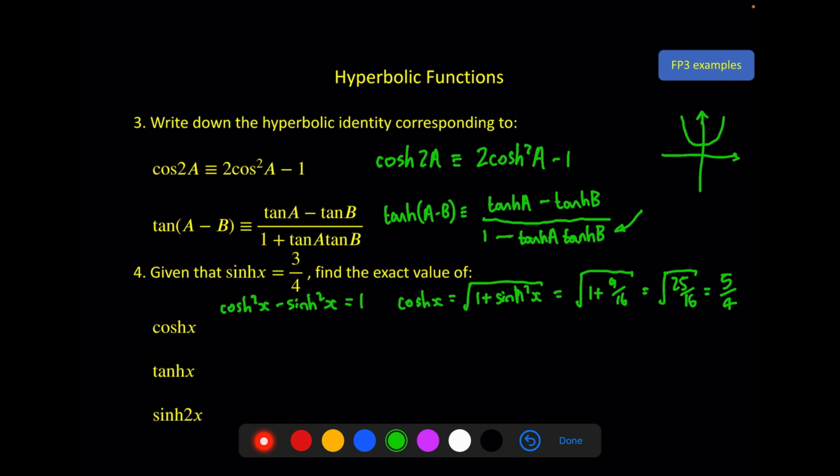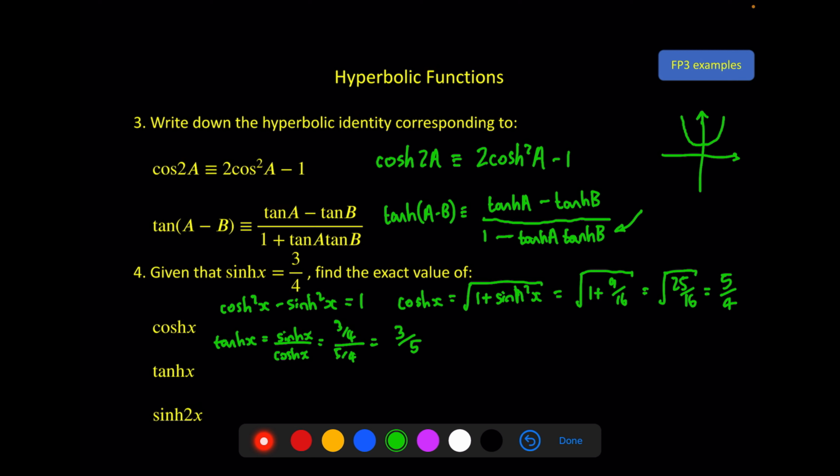Okay, the tanh x is fairly straightforward, because tanh x is the same as sinh x divided by cosh x. And we know sinh x is 3 over 4, and cosh x we now know is 5 over 4. So we can cancel those to give us 3 over 5.